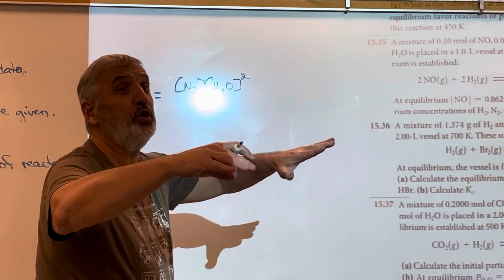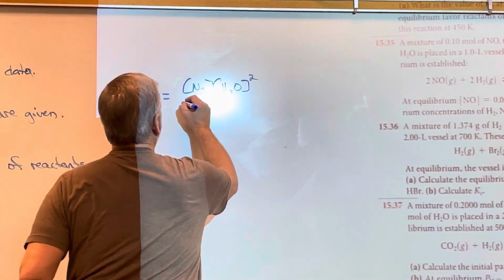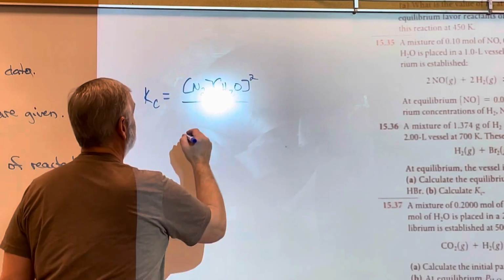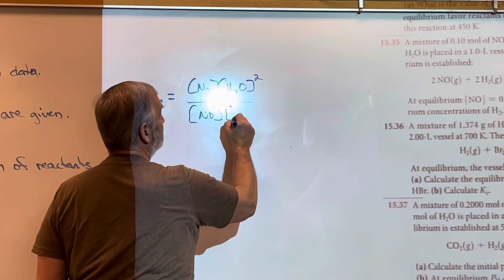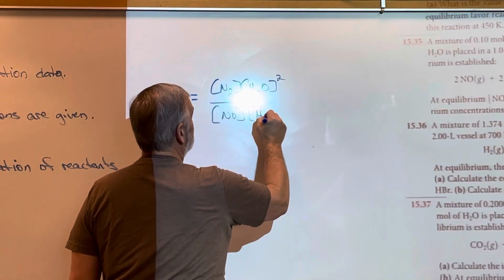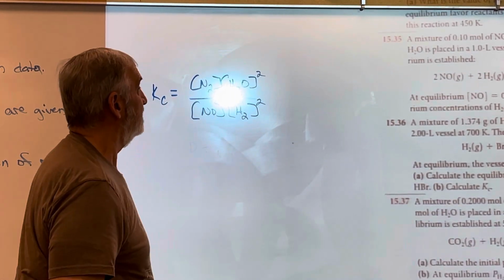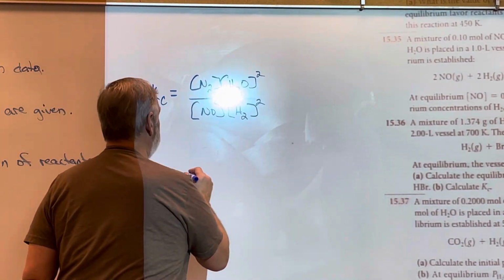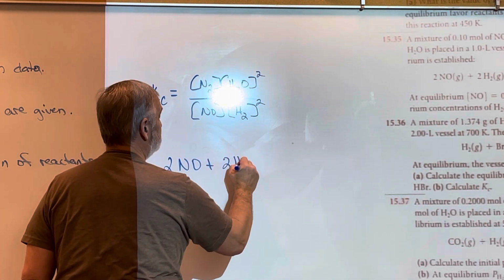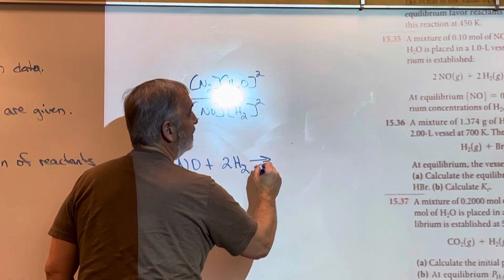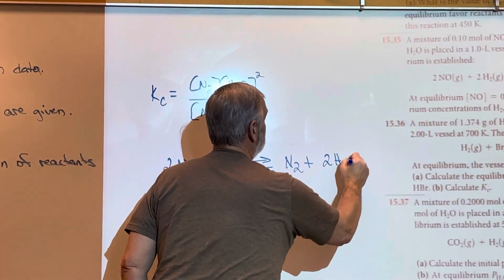Okay? This song is going to go on for long enough for us to be able to finish this whole problem. Okay? Over what, Hill? NO to the second. Okay? Squared. Right? Yes. So now if I write this equation, so I'm going to say 2NO plus 2H2 goes to N2 plus 2H2O. Alright?